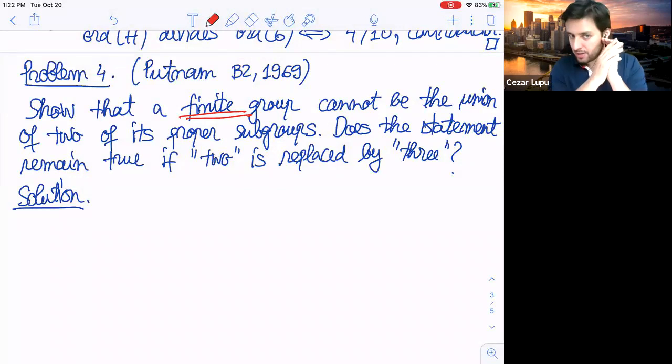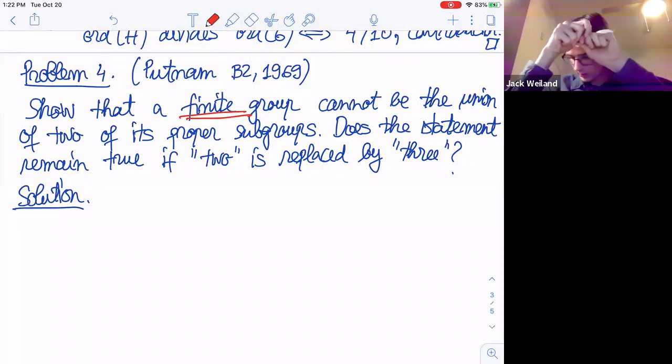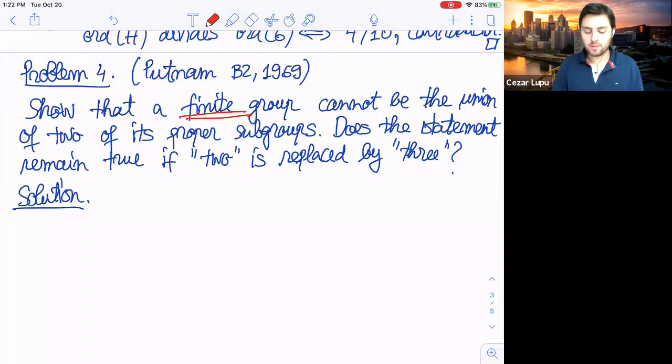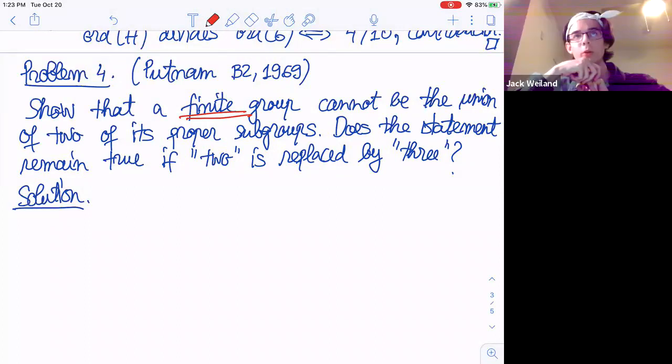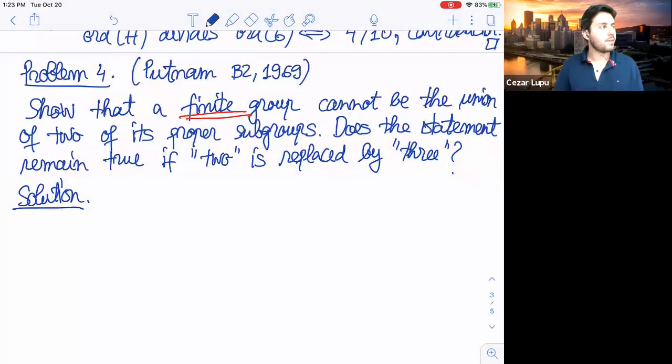So Jack, do you have any ideas? I'm thinking of trying to show it's not a subgroup of G. Which one is not a subgroup? That the union of 2 proper subgroups is a subgroup. Yeah, that would be an idea. Yeah, I think I saw this solution.